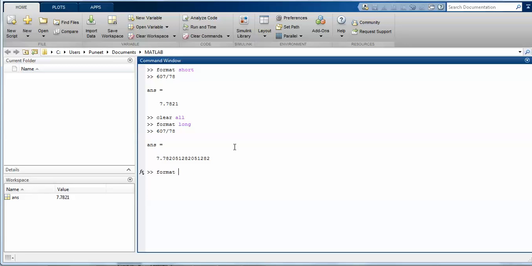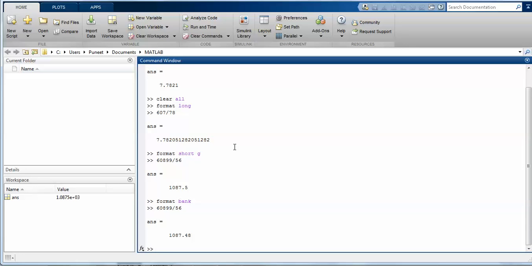There is another important format you can use, format short g. This handles cases when the number is very large, more than 1000, so it will use the exponent version, otherwise it will give you this type of format. If you want 2 decimals, you can also use format bank. It will give you only 2 digits after the decimal. So this is an important thing to keep in mind while doing calculations. This is all about computational limitation and the displaying of digits.